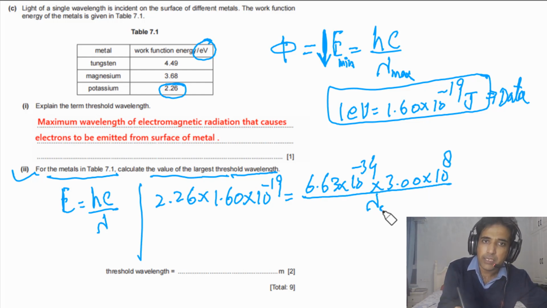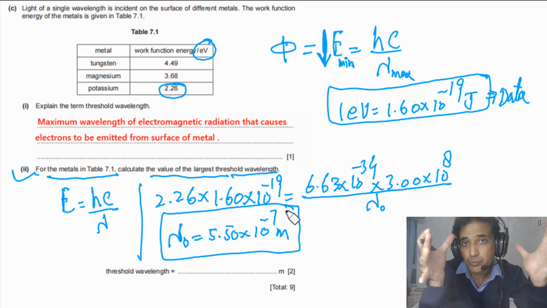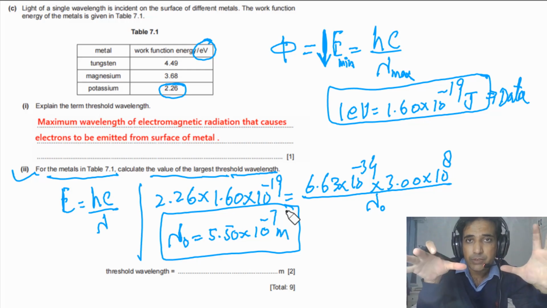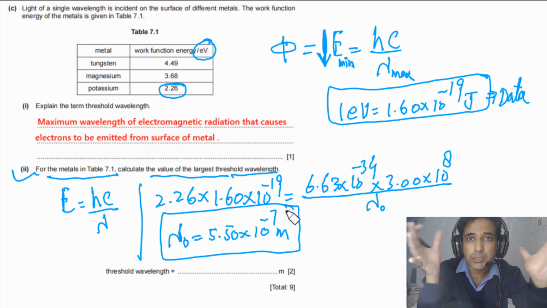The value of lambda we need to find out, so we can say this is lambda naught. If we solve this, you will get the value of lambda naught, the threshold wavelength, equal to 5.50 times 10 to minus 7 meters. This is the final answer. This is how you need to approach questions from quantum physics. This is a very nice question to practice quantum physics. If this question makes sense to you, it means you can answer most typical questions from past papers.